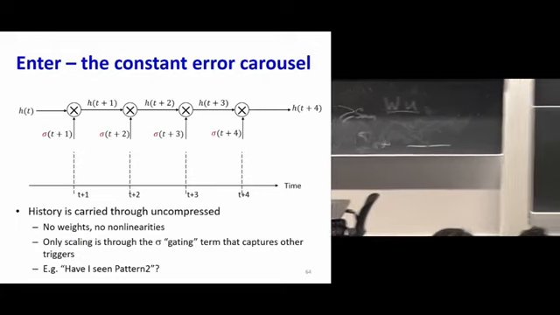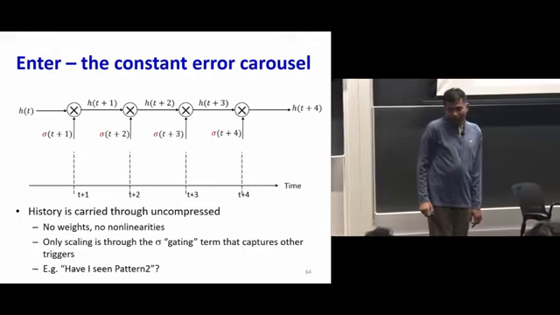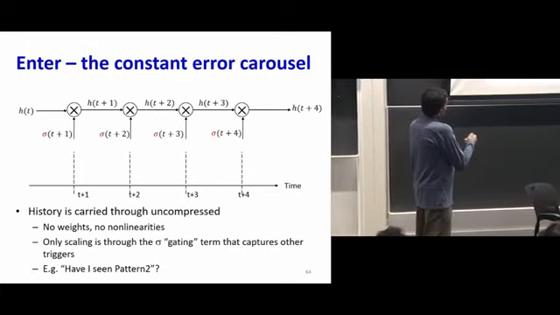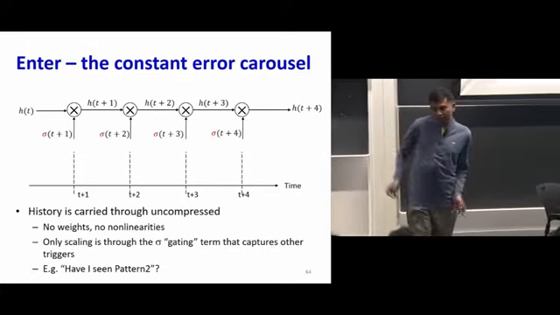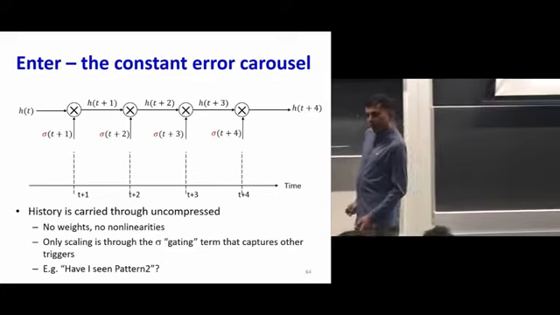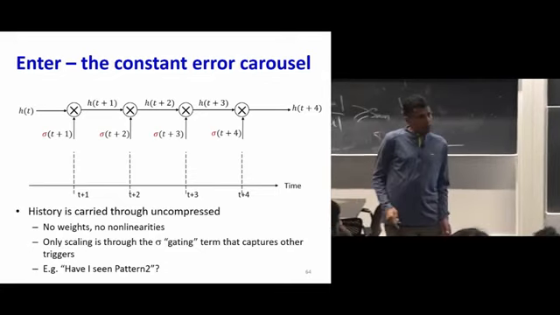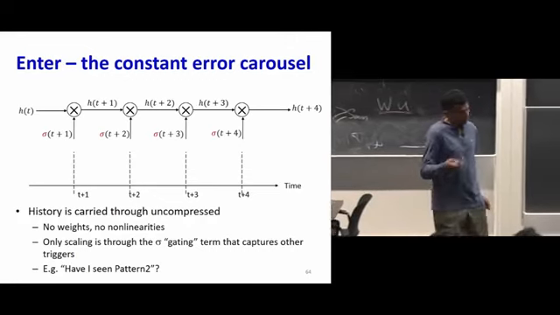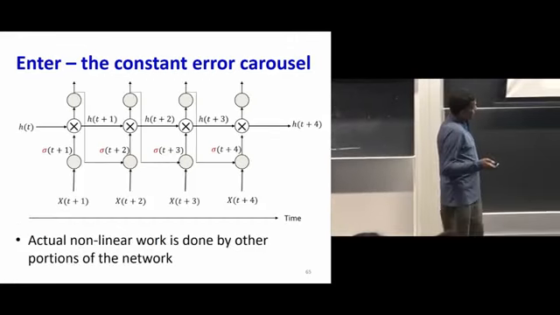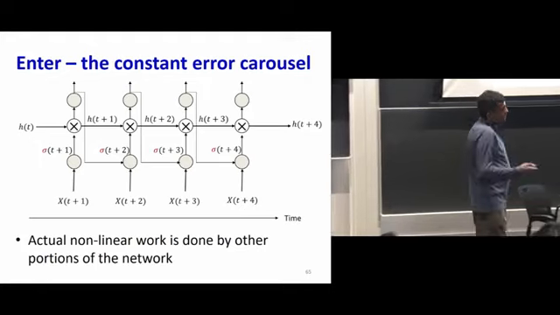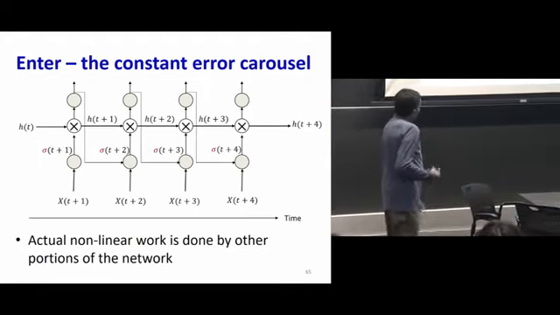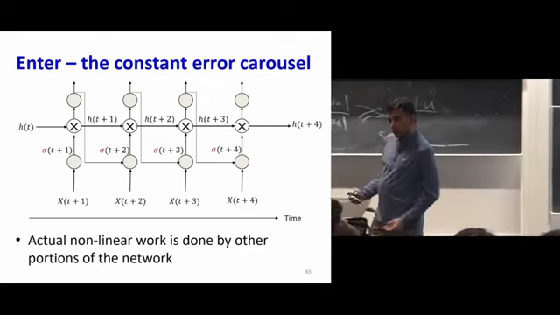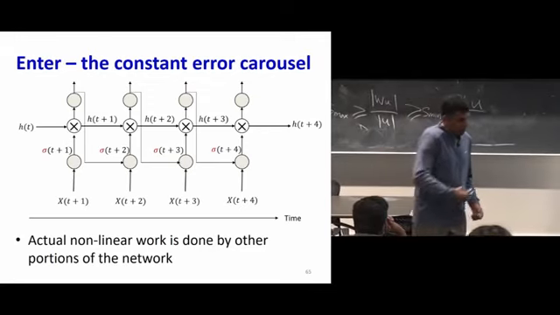It's just going to keep going through straight. And the only thing that it's going to be affected by are these gating terms that capture other triggers that decide whether this memory must be retained or whether it must be shrunk or whether it must be expanded. It's a very simple, pretty idea, right? But then once you have this, you can begin building on it. So what are the things that would decide whether the memory must be affected or not?